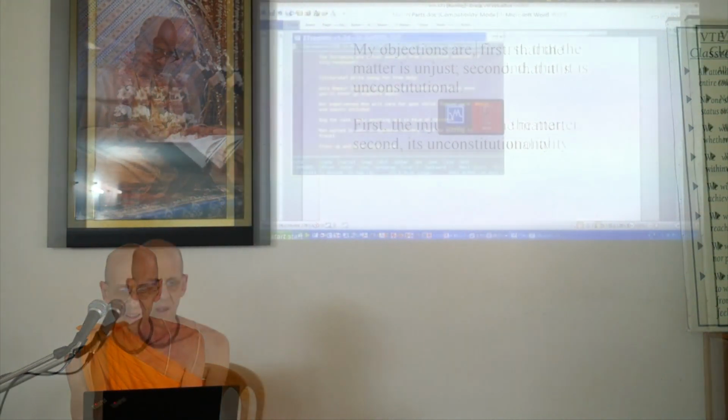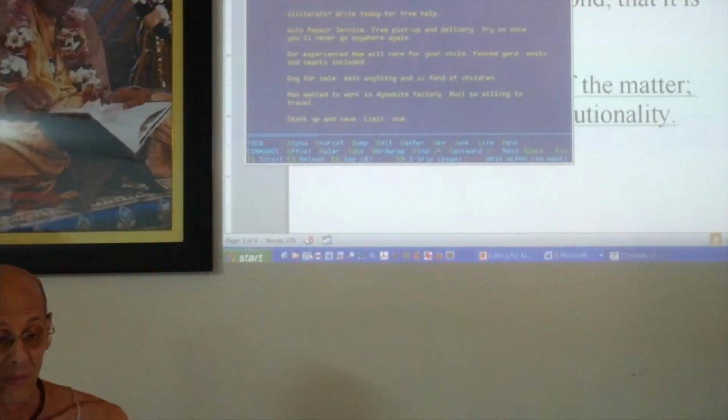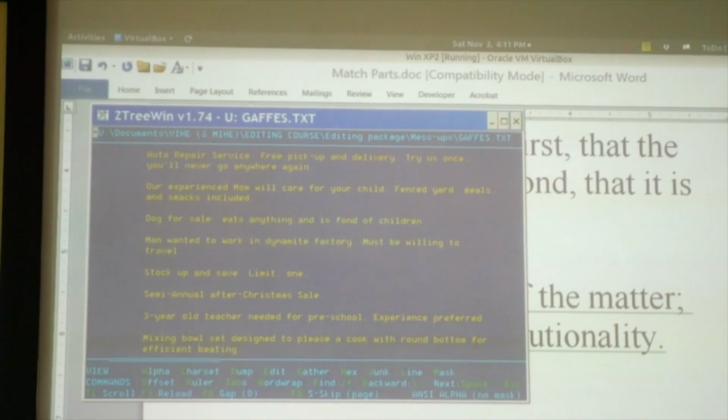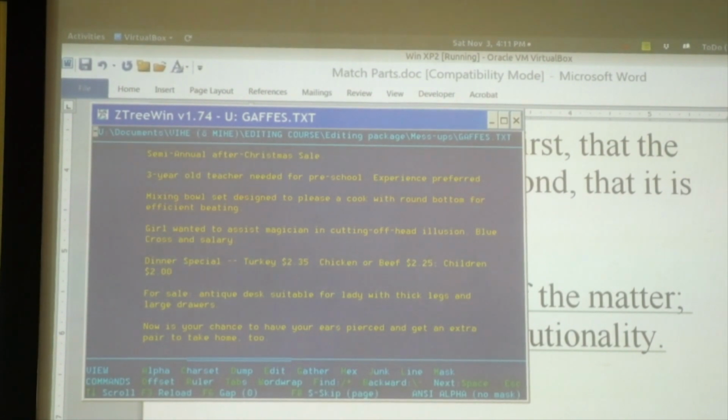Let's see. Oh, here's some more. Illiterate? Write today for free help. Semi-annual after Christmas sale. 3-year-old teacher needed for preschool. Experience preferred. Oh no. Girl wanted to assist magician in cutting off head illusion. Blue Cross on salary. Blue Cross is an American insurance scheme.